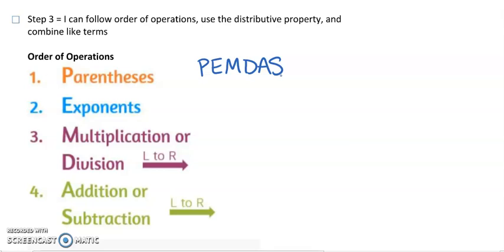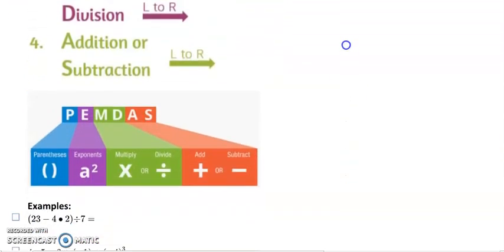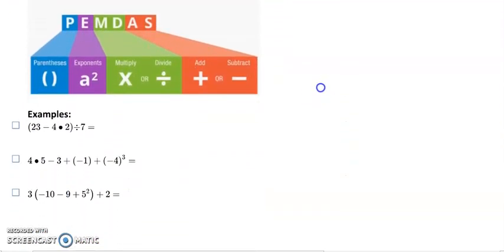And the rules are, the first thing we do is handle the parentheses. Then we take care of exponents. Third, we handle all multiplication or division from the left to the right as you go across the expression or equation. And finally, we do addition or subtraction from left to right as we go across the expression or equation. Let me show you what this looks like.